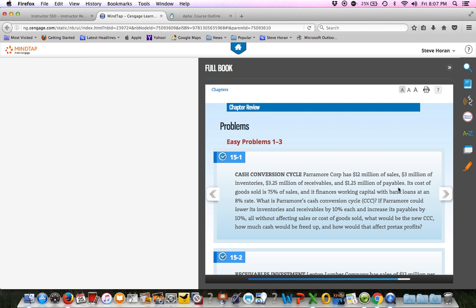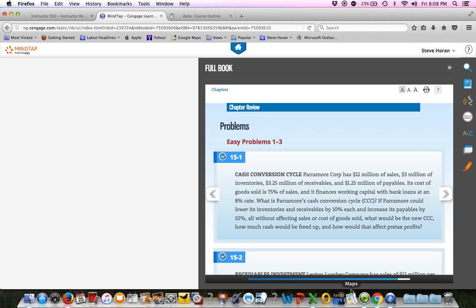Paramore Corporation has 12 million of sales, 3 million of inventory, 3.25 million of receivables, and 1.25 million of payables. Its cost of goods sold is 75% of sales, and it finances working capital with bank loans at an 8% rate. So the question is, what is their cash conversion cycle, the CCC? And then the question becomes, if they could lower inventories and receivables by 10% each and increase payables by 10%, all without affecting sales or cost of goods sold, what would the new CCC be, how much cash would be freed up, and how would that affect pre-tax profits?